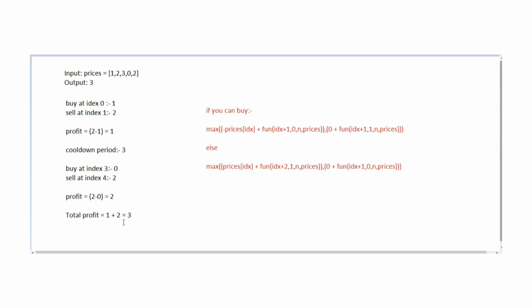So in this problem what we have done is that we have recursively checked whether buying is possible on that particular day or not.